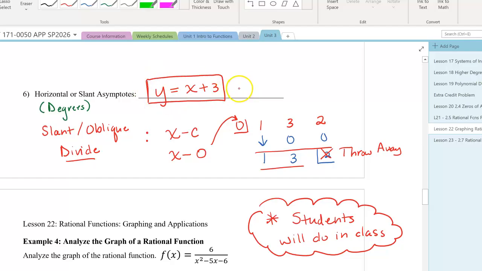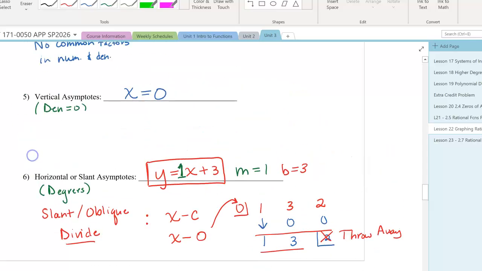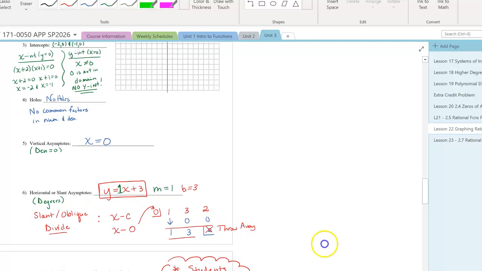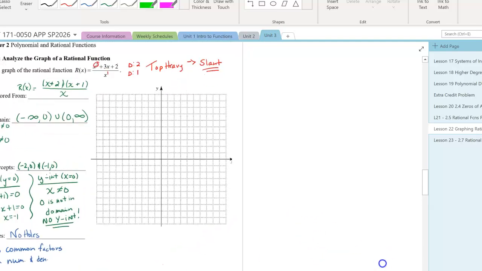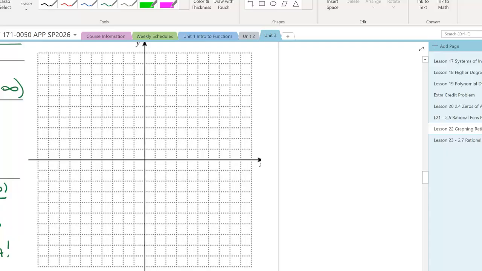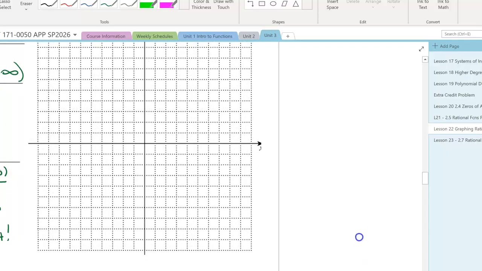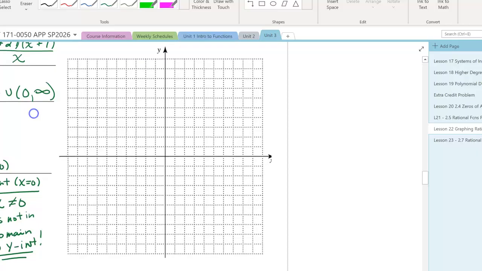Which tells me that my slope is 1, because remember that's the number in front of x, and then my y-intercept, or b, is 3. All right, so let's put all this together and start graphing. So I do have a vertical asymptote, and that is the y-axis. So I'm going to go ahead and draw a dotted or dashed line on the y-axis.